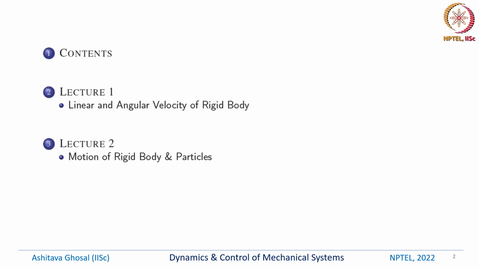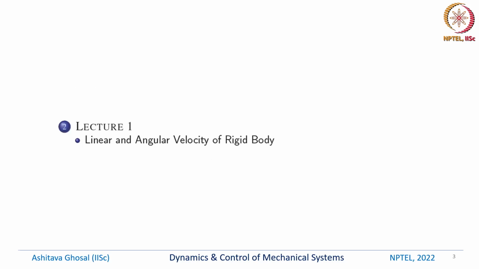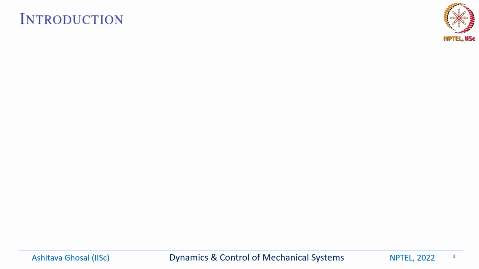The first lecture will be on linear and angular velocity of a rigid body, and the second lecture would be the general motion of a rigid body and also particles, where we look at the velocity and accelerations of the rigid body and the particles on a rigid body. So the first lecture is on linear and angular velocity of a rigid body in 3D space.